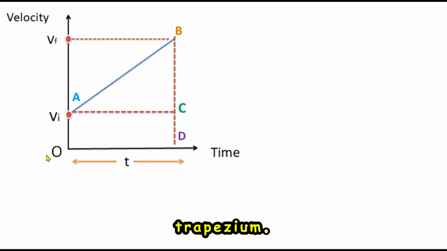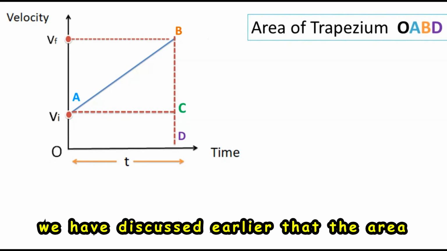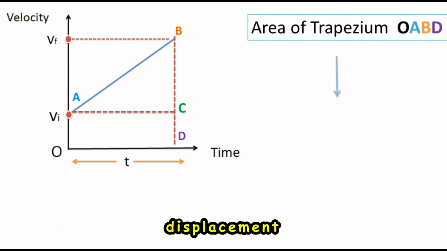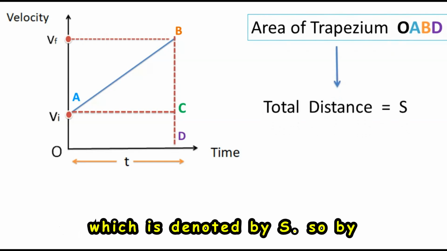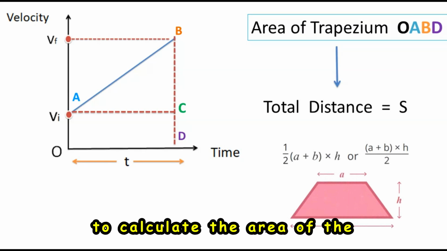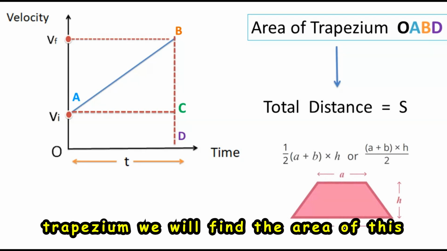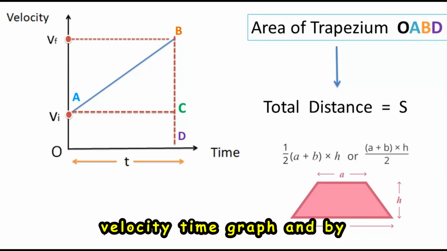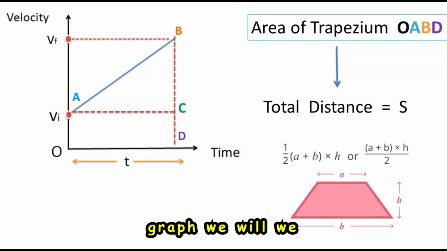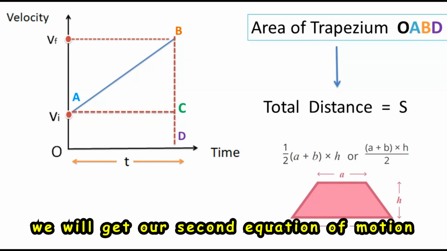This is a trapezium. As we have discussed earlier, the area of the velocity time graph gives us displacement, which is denoted by s. So by applying the same formula which is used to calculate the area of the trapezium, we will find the area of this velocity time graph. And by finding the area of this velocity time graph, we will get our second equation of motion.